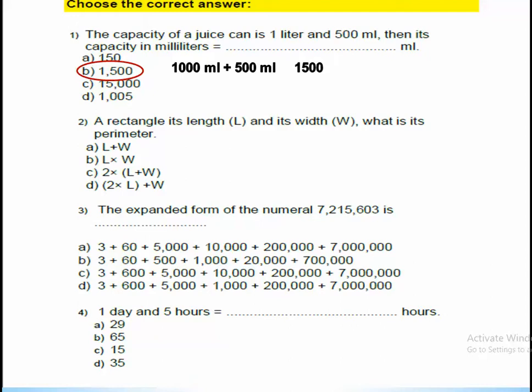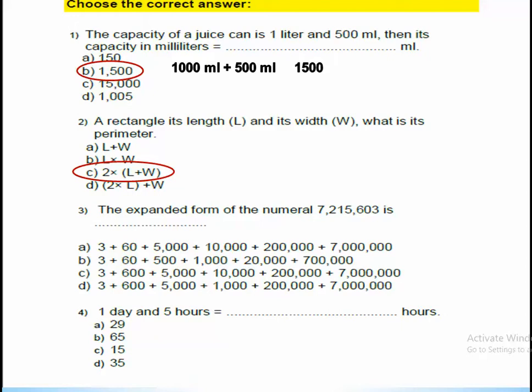Okay, a rectangle, its length is L and its width is W. What is its perimeter? We know that we have three formulas to calculate the perimeter of a rectangle. First formula, length plus length plus width plus width. Or second formula, length times 2 plus width times 2. Or length plus width, times 2, or 2 times length plus width. This is the C choice.